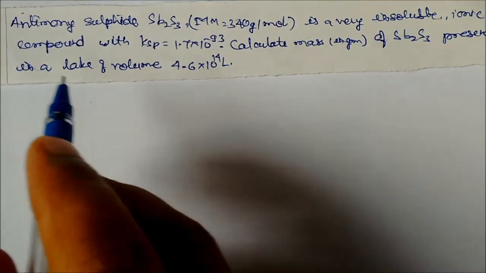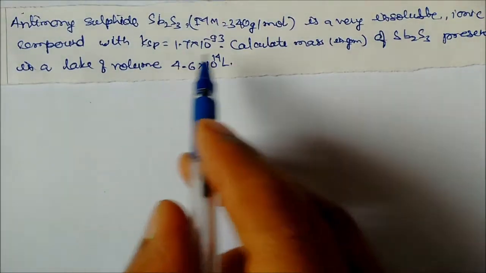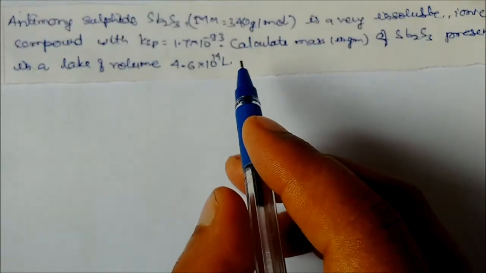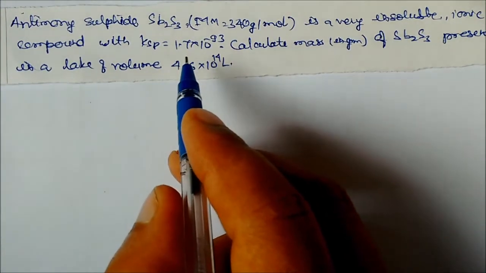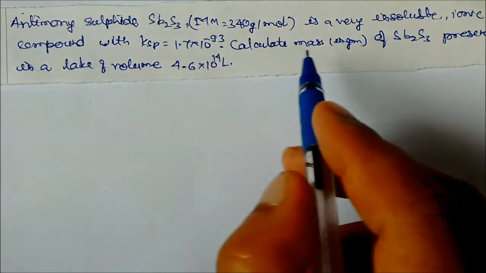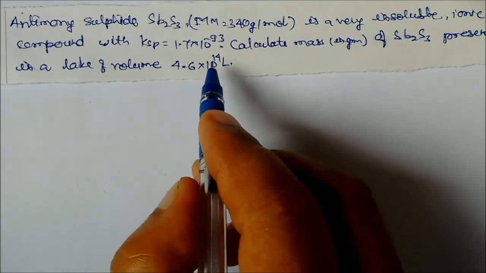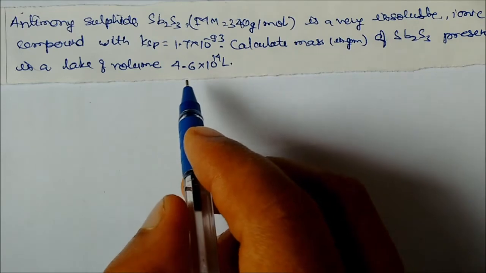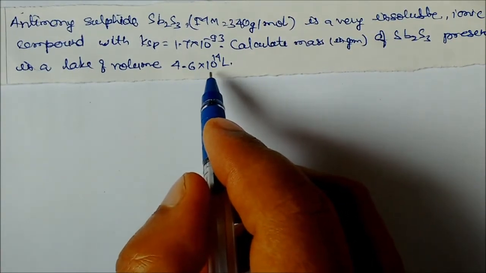Let us see this problem of solubility products, some more problems. Antimony sulfide, whose molecular mass is 340 gram per mole, is a very insoluble ionic compound with Ksp 1.7 into 10 to the power minus 93. Calculate the mass in grams of antimony sulfide present in a lake of volume 4.6 into 10 to the power 14 liters. So here the volume of the lake is given, but first we take 1 liter.